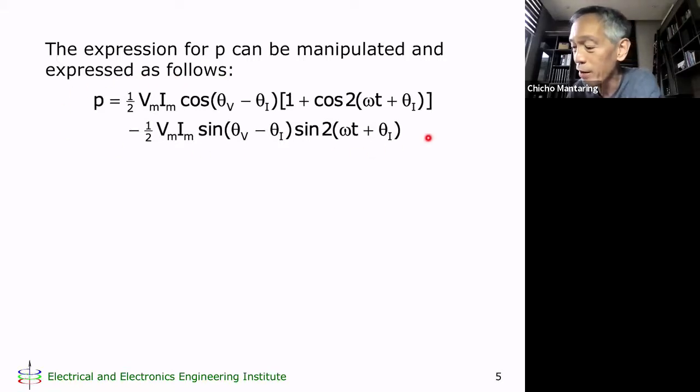Now you're probably wondering, this expression seems to be more complicated than the original expression. But this expression actually tells us more information than the original expression. So this is the expression for P, which was derived from the product of voltage and current that we showed earlier.